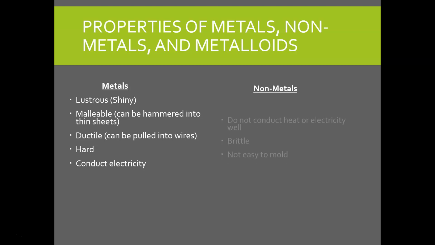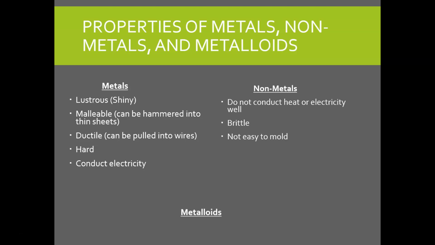On the other hand, we have nonmetals that do not conduct heat or electricity very well. They tend to be very brittle, meaning they break easily, and they are also not easy to mold into different shapes. So they're kind of the opposite of metals. But what about metalloids? Metalloids have properties of both metals and nonmetals that vary with the specific metalloid.